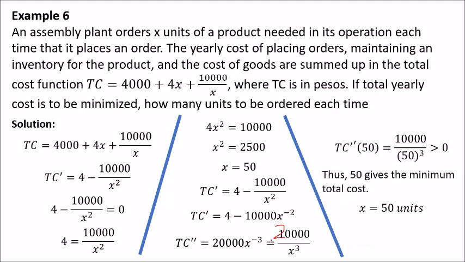Okay, now we will substitute x equals 50 here para makita natin kung greater than 0 ba or less than. So, TC double prime of 50, this is also 20,000 divided by 50 cube. Papalit natin dito sa x. Hindi natin kailangan i-solve talaga to class. Tingnan nyo lang kung negative ba or positive. So, kita nyo naman, positive yung numerator, positive denominator. So, sigurado, positive ang result niyan or greater than 0. So, if this is greater than 0, the value of x, which is 50, will give us the minimum total cost. So, it means that our answer is x equals 50 units.